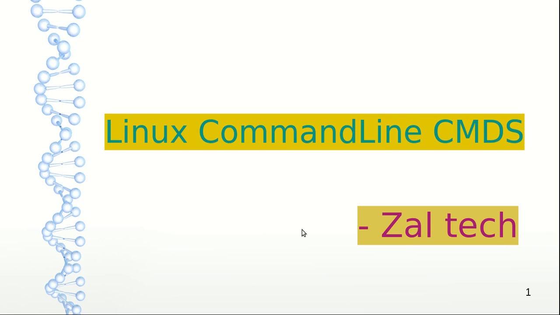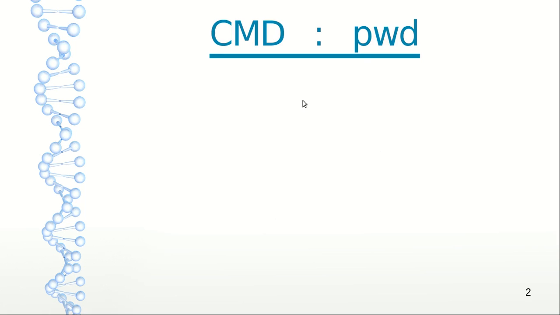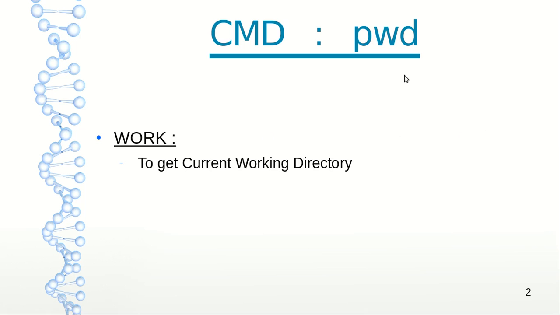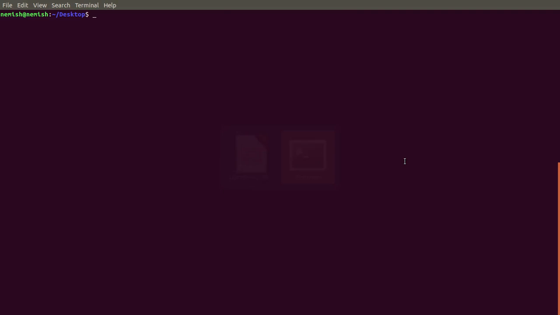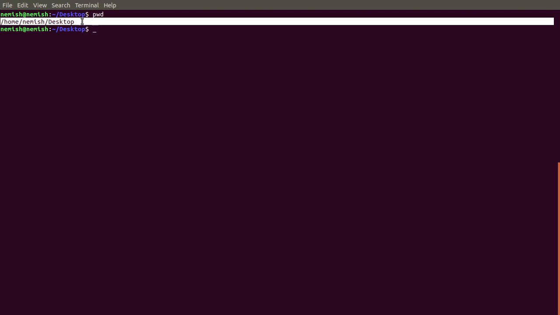Let's begin our journey. Our first command is pwd, and let's see how pwd works. It gets the current directory, meaning the directory you are working in right now. Let's check in our terminal. As you can see, right now I am on my desktop. So let me give the command pwd, and as you can see, it tells me that right now you are in home, Namish, and desktop.